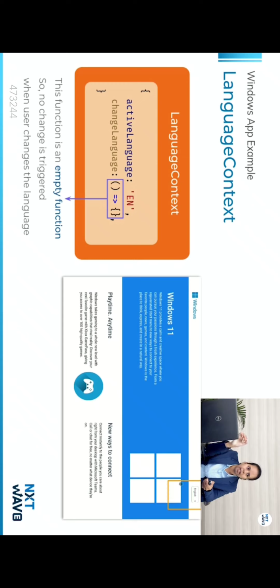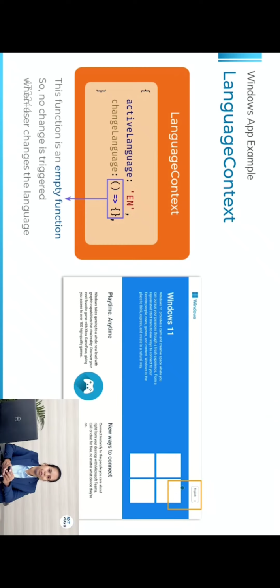The reason here is, to change the entire content, we are making use of the changeLanguage method in the context. But the changeLanguage method is currently an empty function. So that's the reason the change is not reflected. We are calling this changeLanguage method, but it's an empty function, so no change is getting triggered here. So let's understand how we can change the language. Firstly, let me show you the output.